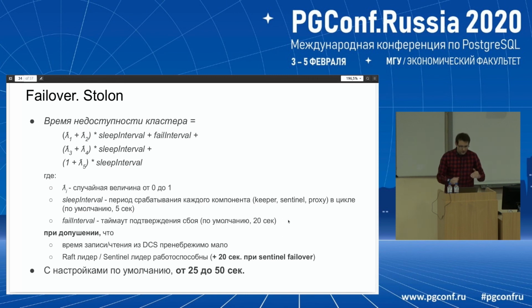And to sum this up, if DCS is more or less stable and the Sentinel leader has not been changed, failover will last from 25 to 50 seconds. If a Sentinel failover happens too, the failover will go through Sentinel. Sentinel will be activated, and all the stages will be reactivated from scratch.